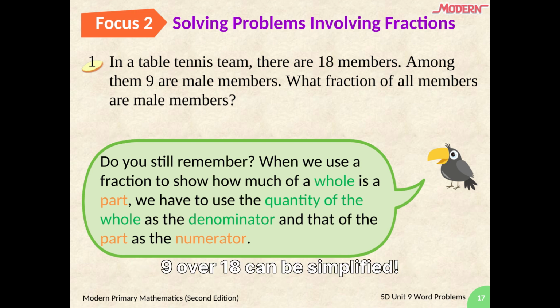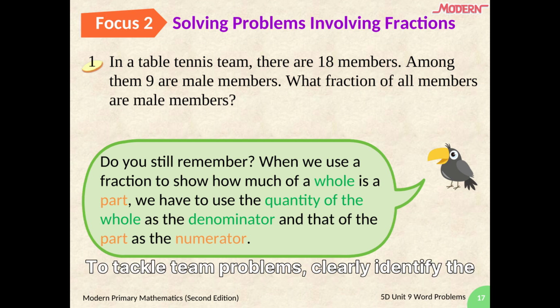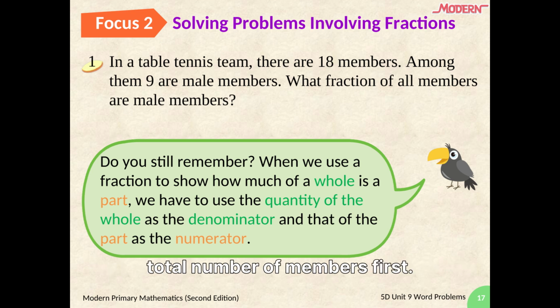9 over 18 can be simplified. Since 18 is twice 9, we can divide both by 9. That gives us exactly 1/2. Half the team is male. To tackle team problems, clearly identify the total number of members first. That number is the foundation of your fraction.